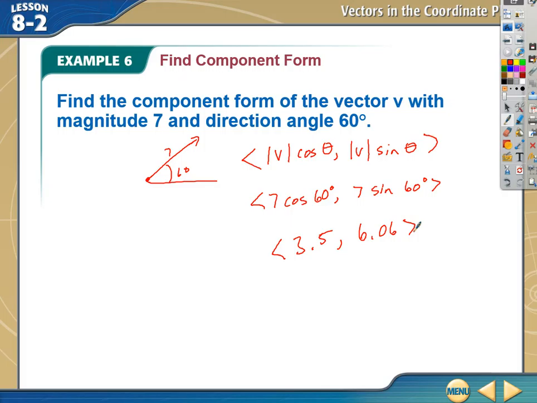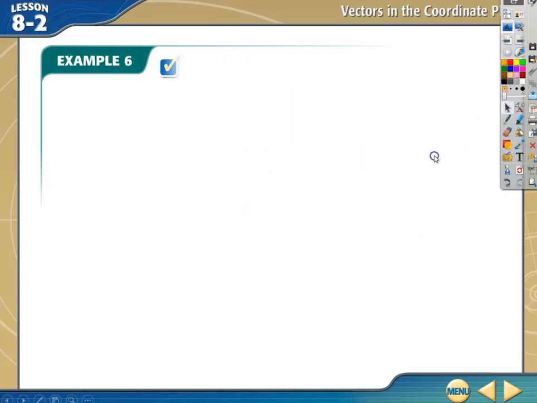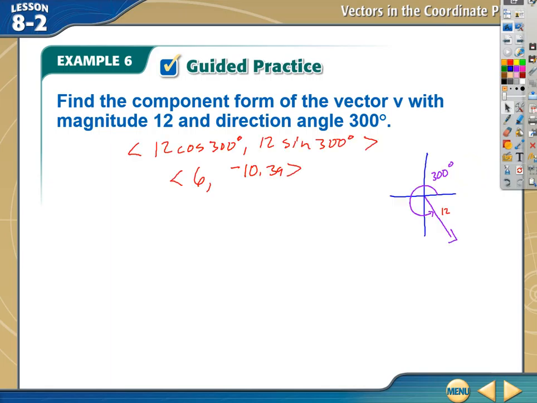Next one's going to be your turn. I'm going to ask you to take a look at this one. It's asking the same thing. Find the component form of the vector v with magnitude 12 and direction angle 300 degrees. Pause my video. Pause it now. My hope is that you at least had this answer part right here, and if you had your calculator, you put it in and get your answer.